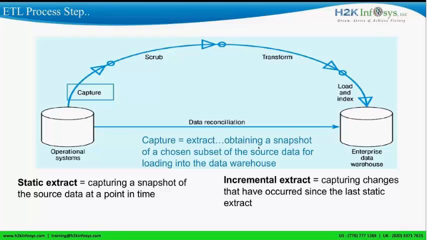Suppose you ran your last ETL flow at 1 p.m. and right now you're running another ETL flow at 3 p.m. All the data which has changed or been added between 1 p.m. and 3 p.m., you only pull that data. So we are only pulling the incremental section, the section which has changed or newly been added.